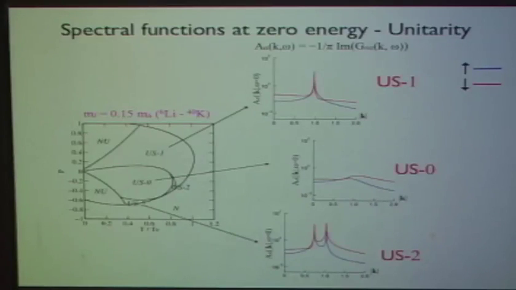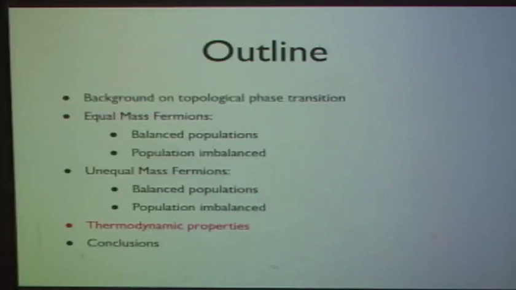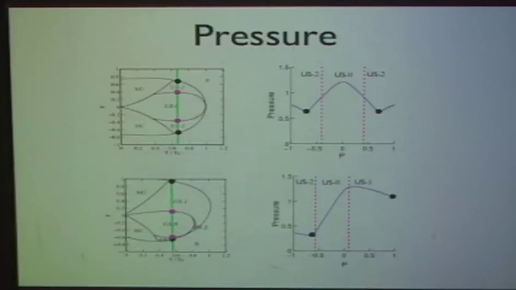But now the question is, what about thermodynamic properties? Can you still see the evidence of topological phase transitions? It's hard. This is a plot of pressure as a function of population imbalance. These black dots indicate a second order phase transition between the uniform superfluid phase and the normal phase, and these two dots indicate the phase boundary between the two topologically different phases, US0 and US2.